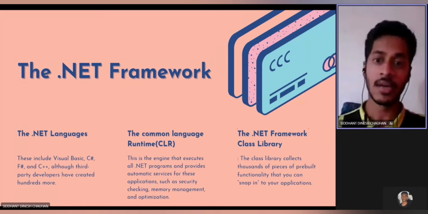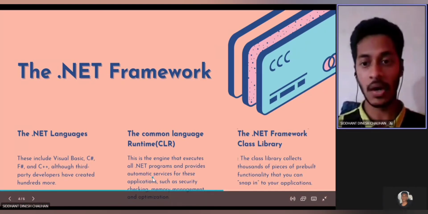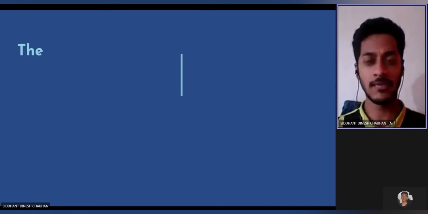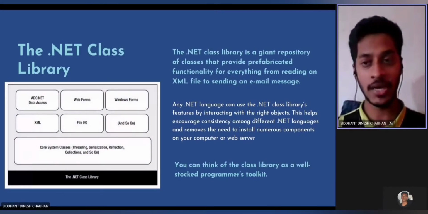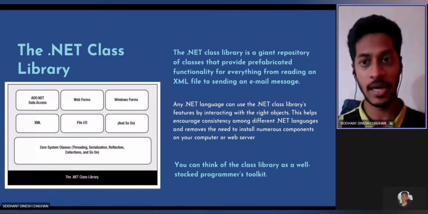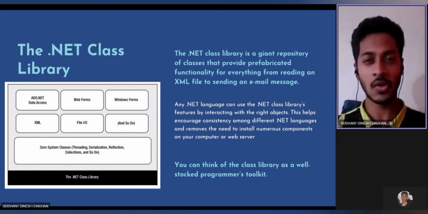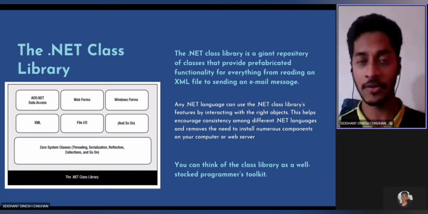Then we have the class library for the .NET framework. This class library collects thousands of pre-built functionality that you can snap into your application. The .NET class library is a giant repository of classes that provide prefabricated functionality for everything from reading an XML file to sending an email message. Any .NET language can use the .NET class library features by interacting with the right objects.